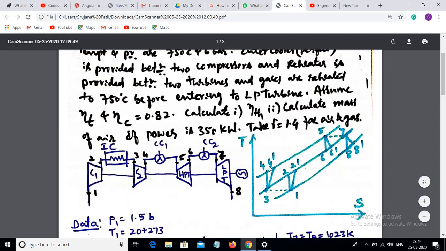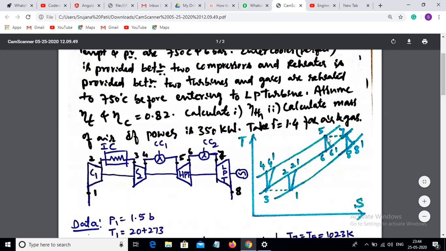So at P6 bar and T4 dash, this value must be calculated. At 6 bar and T4 dash, the air goes to combustion chamber 1, where heat is supplied by burning the fuel, so that its temperature will be increased but pressure remains constant. So the temperature is T5. This is the maximum temperature. It is given 750 degrees centigrade.